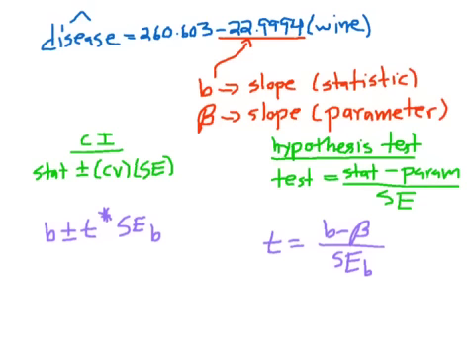For hypothesis tests, again, our general formula is test equals statistic minus parameter over standard error. Test is going to be a t-score. Statistic is b. Parameter is beta. And then again, we're going to punt on the question of what the standard error is and just say, oh, it's the standard error of b.